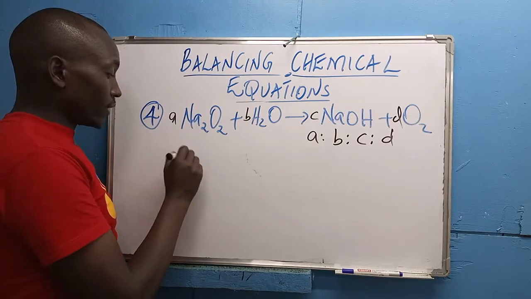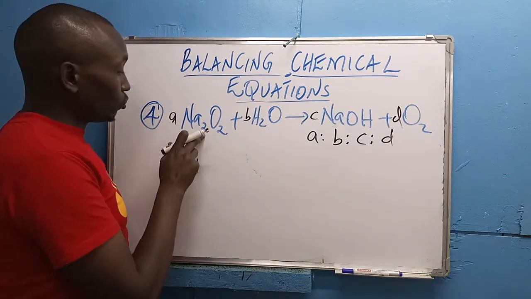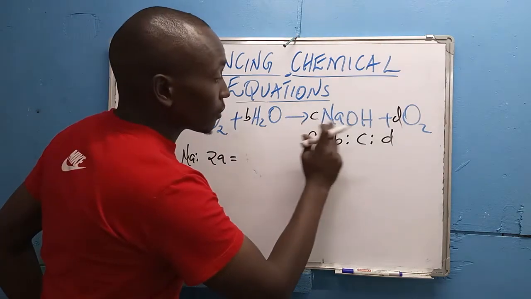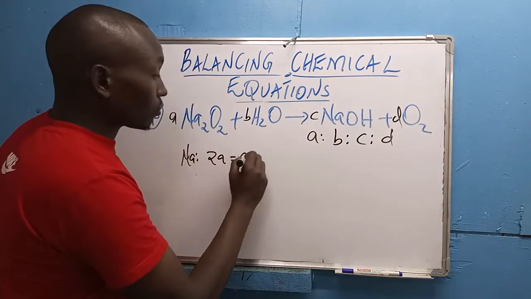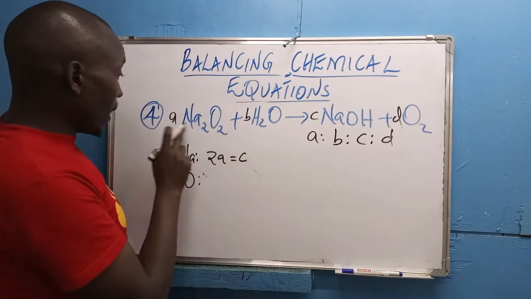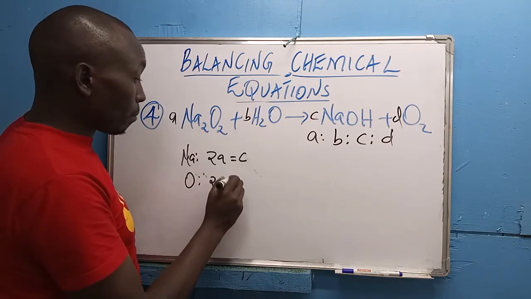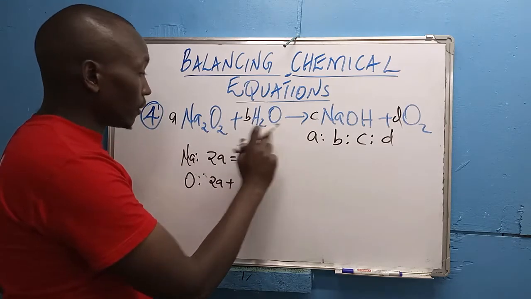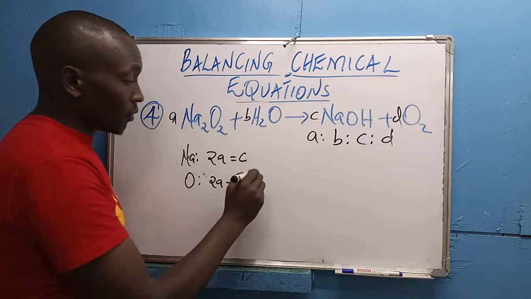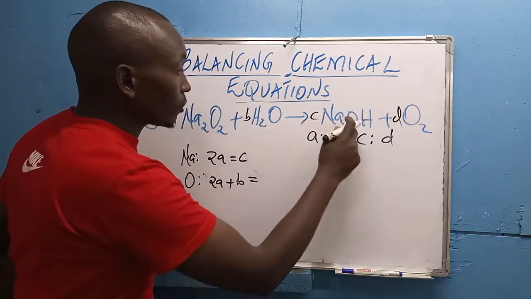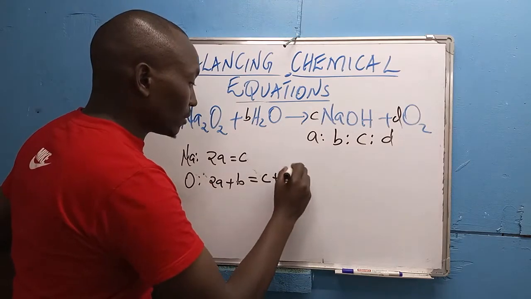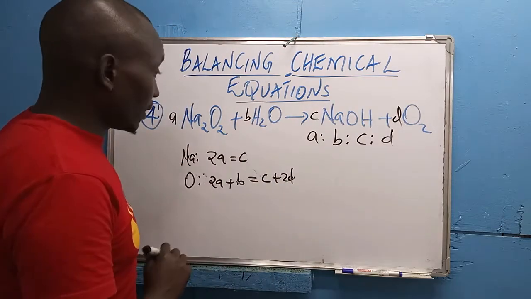Now, we start with the first element, sodium. Sodium, 2 times A. 2A on the left-hand side equals C. Just 1 times C equals C. That one I have. Then I can talk about oxygen. Over here, I have 2A, plus, because there is another compound here with oxygen, plus B, 1 times B, equals oxygen on the other side, C, yes, it is 1, then 2 times D, plus 2D. Good, that one is done.